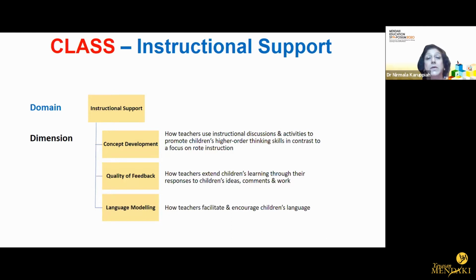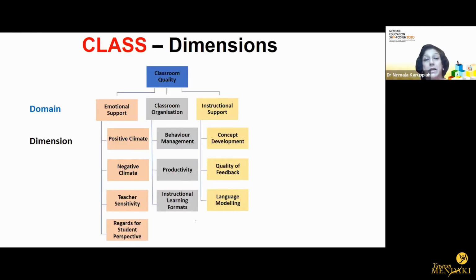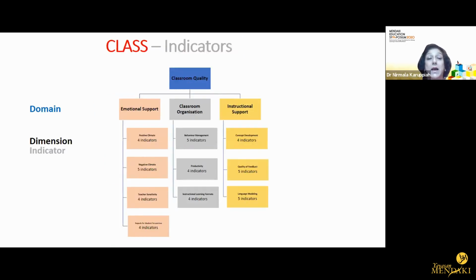All right, so again, let's look at all the domains and dimensions altogether. And what happens next is that these dimensions under each domain can be further broken down. In class, they have broken it down as follows. For each one of these, there are 4 or 5 indicators. These are really minute details within each dimension, right?